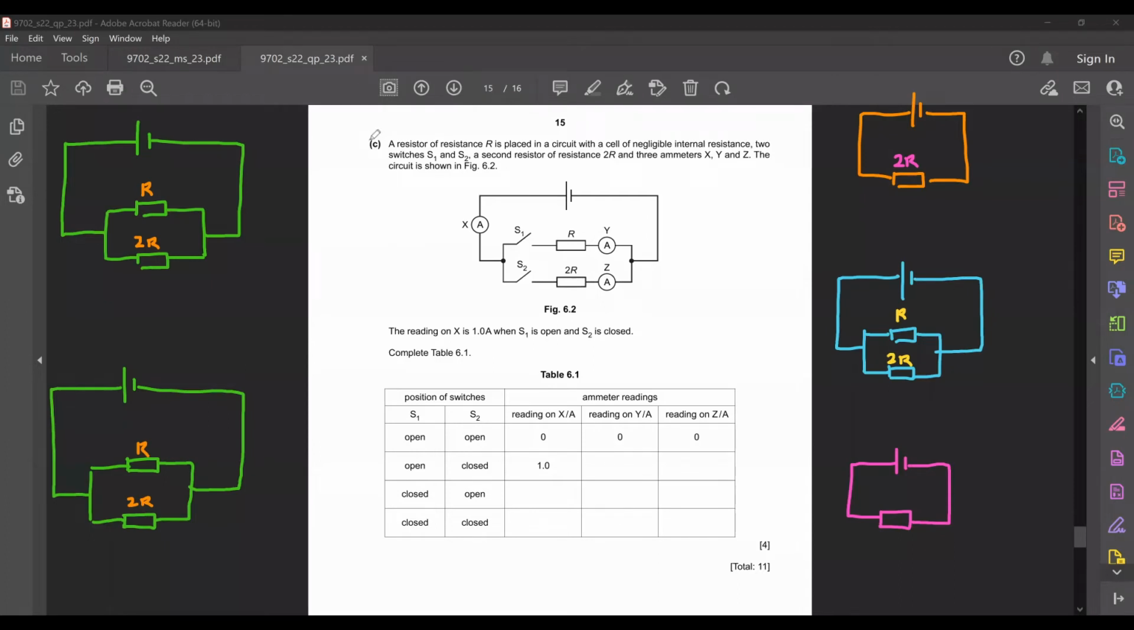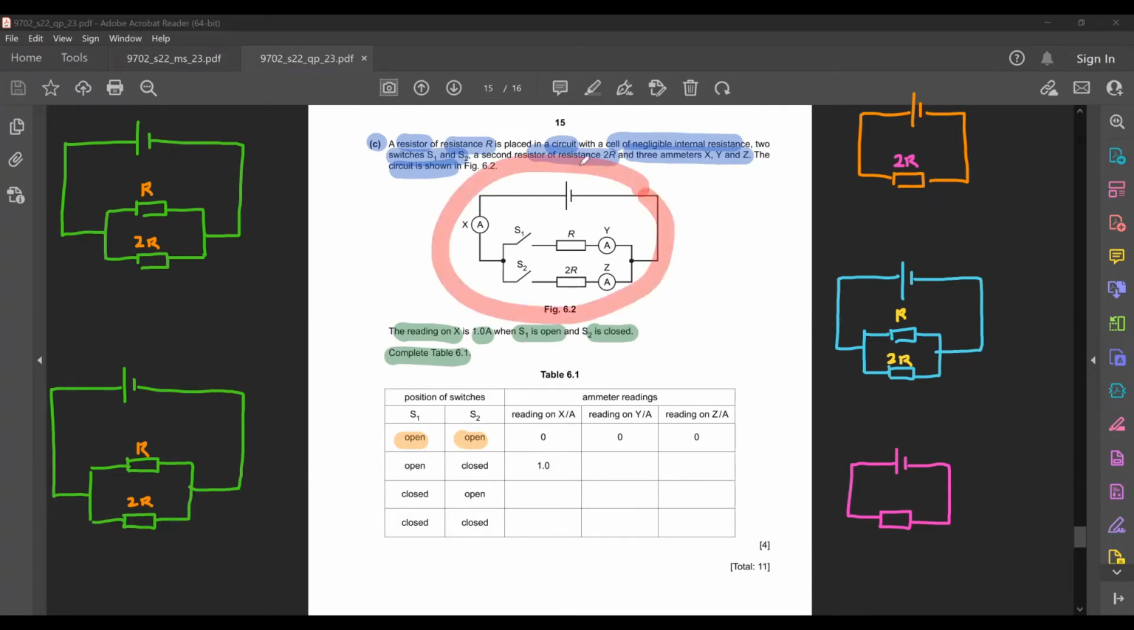For the last part, if you look at C, you have a resistor of resistance R that is placed in the circuit with a cell of negligible internal resistance, two switches S1 and S2, a second resistor of resistance 2R, and three ammeters X, Y, Z. The circuit is as shown in the figure below. The reading on ammeter X is 1 amp when S1 is open and S2 is closed. Complete the table 6.1.